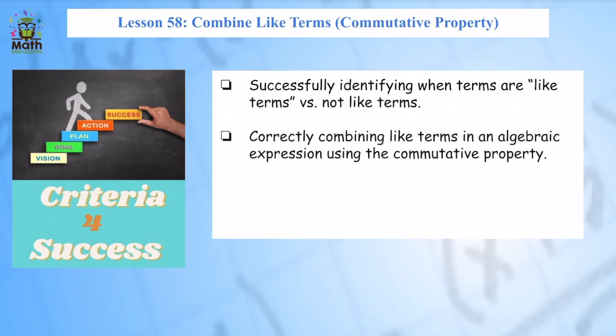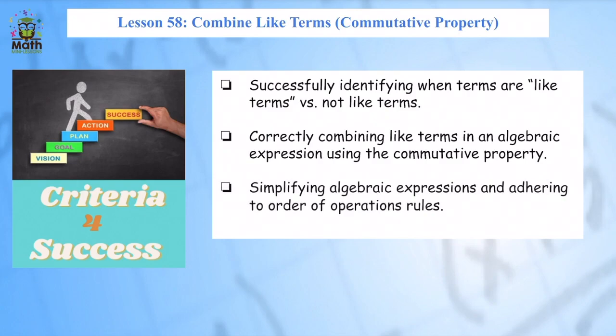2, that we can correctly combine like terms in an expression using the commutative property. So we're going to look for that as well. And 3, that we can simplify algebraic expressions using our order of operations. So let's jump into our first problem.